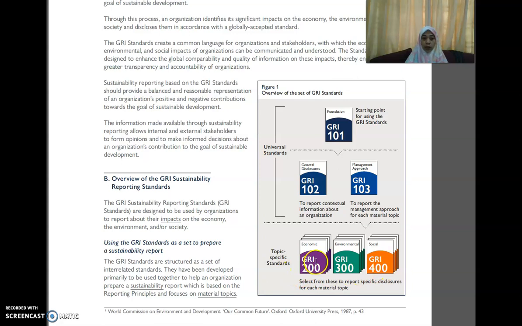So the GRI 200 series is for the economic. You remember we mentioned just now the 3 P's: the profit, that is the economic, the people, that is the social, and the planet, that is the environment. So the GRI 200 series focuses on the economic section of your CSR disclosure. And then the GRI 300 series guides you on how to prepare on your environment. And the GRI 400 series will guide companies to report on their social disclosure. Okay.